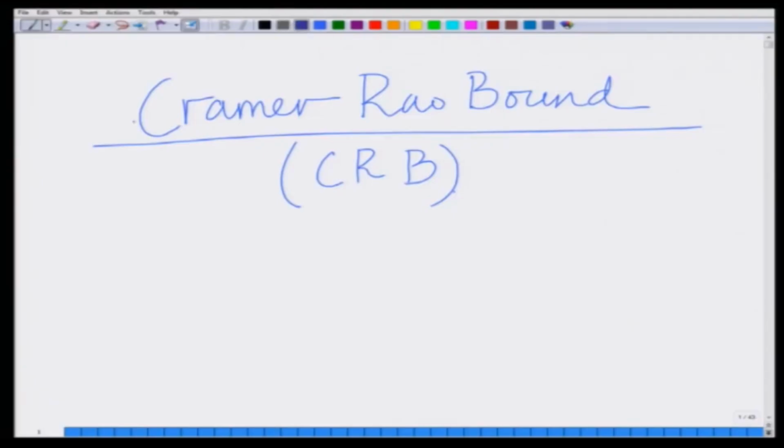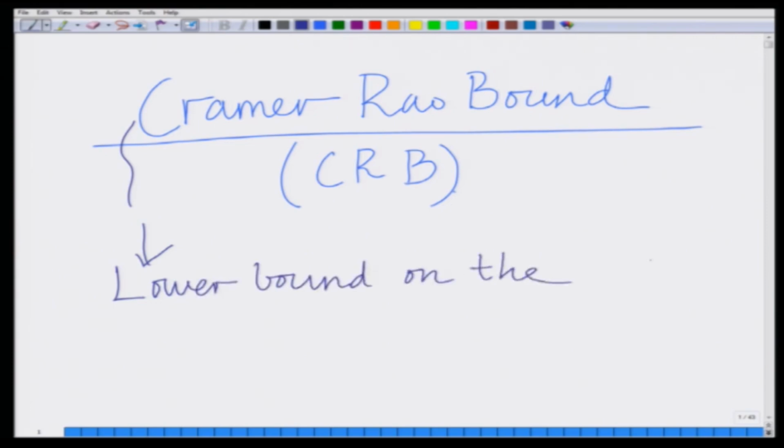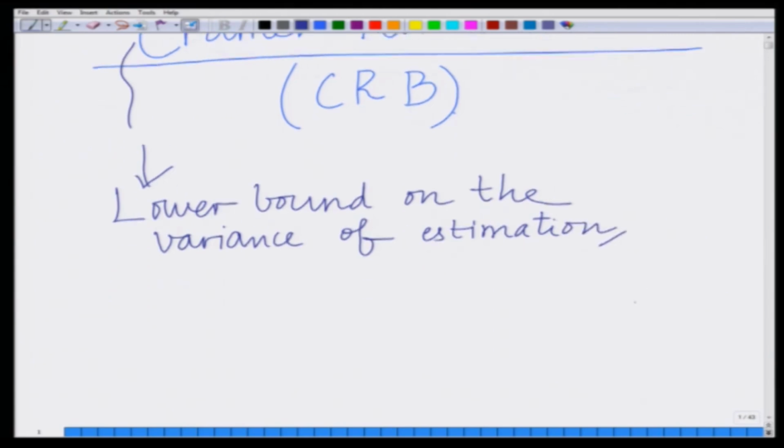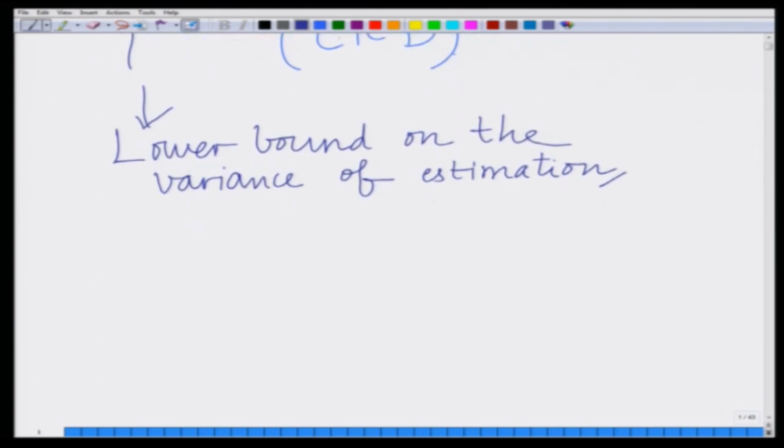So, the Cramer-Rao bound is a lower bound on the variance of estimation, or in other words the variance of any estimator has to be greater than this Cramer-Rao lower bound. So, to derive the Cramer-Rao bound, let us start with the likelihood function corresponding to the parameter h.